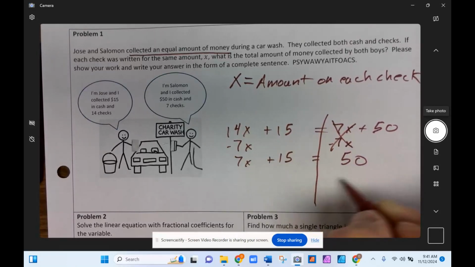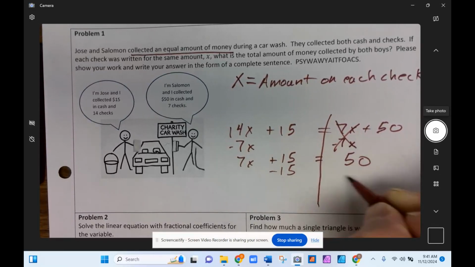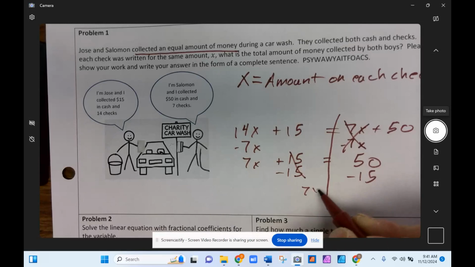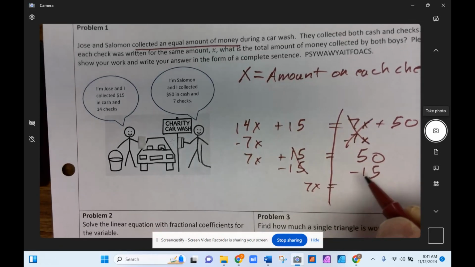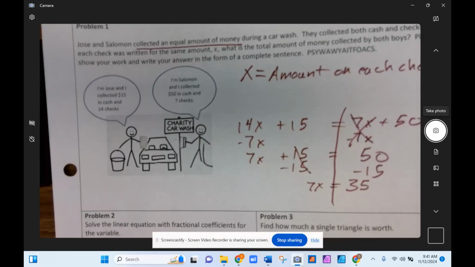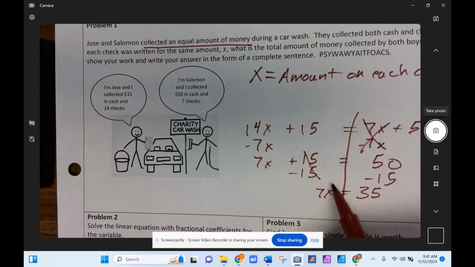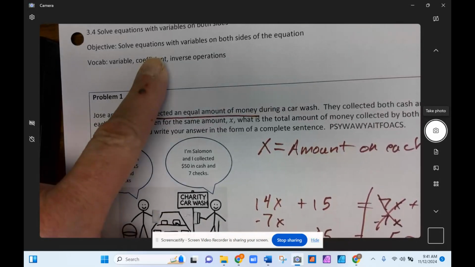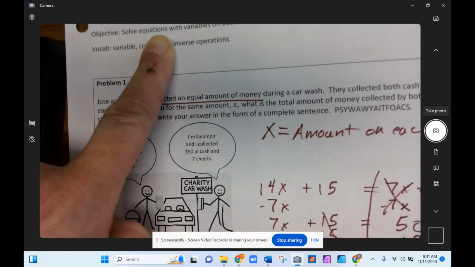And I take this 15 and bring it to the other side. Since it's adding, I do the opposite, which is subtraction. I end up with 7x equals 50 minus 15, which is 35. Okay, and now I have the variable right here, and I have the number in front of the variable. This is called the coefficient. So the coefficient of this equation is 7.